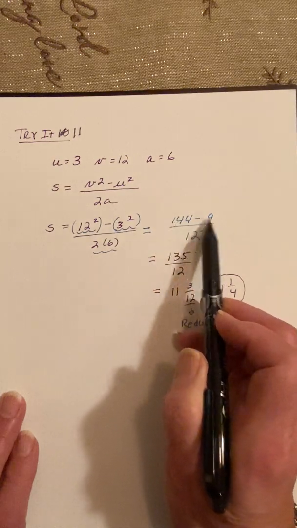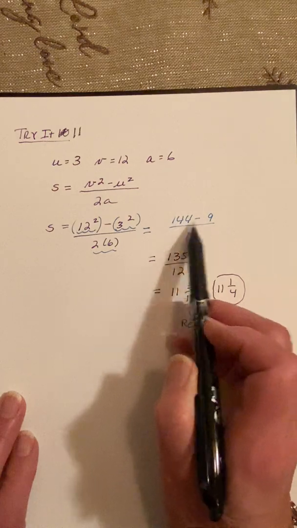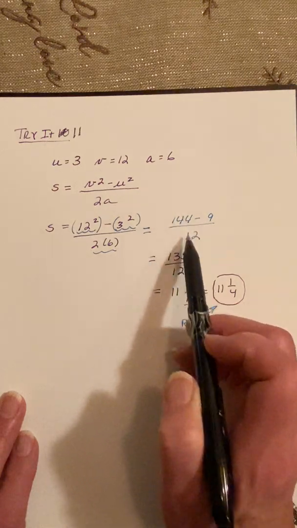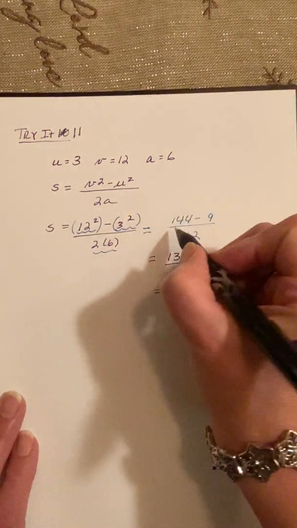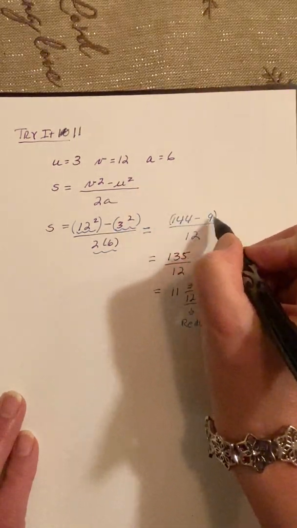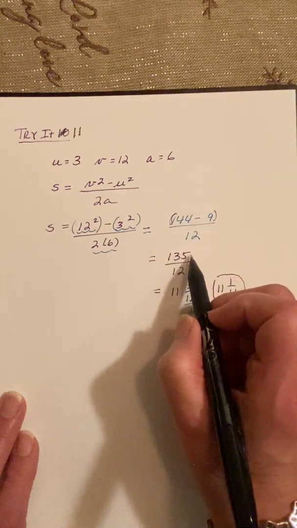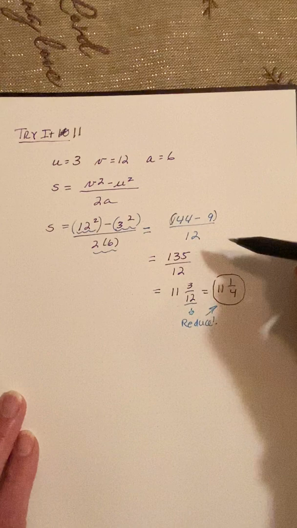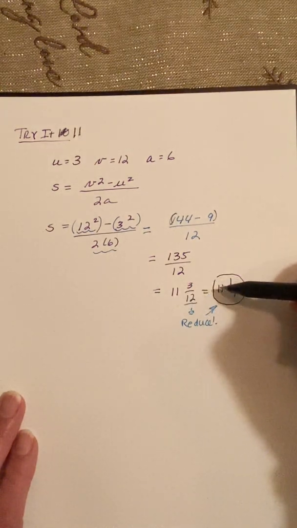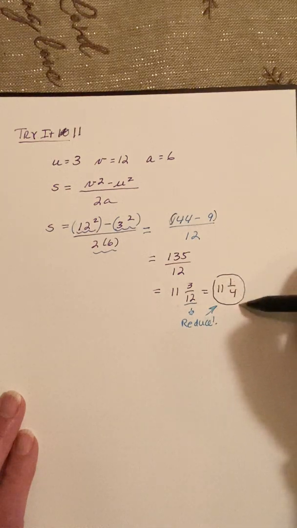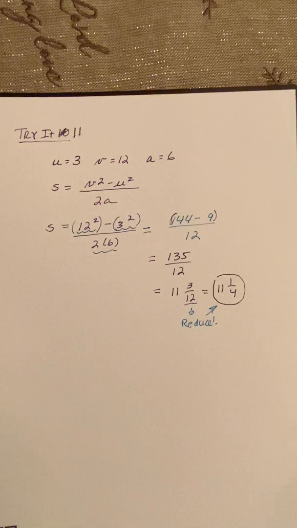I'm going to need to do the subtracting first. You always need to simplify this down before you divide. You can't just do this and then subtract. That doesn't work. You have to consider this something with parentheses around. So 144 minus 9 is 135 divided by 12 leaves me with 11 and 3/12. I reduce that to 11 and 1/4. And there you have it.